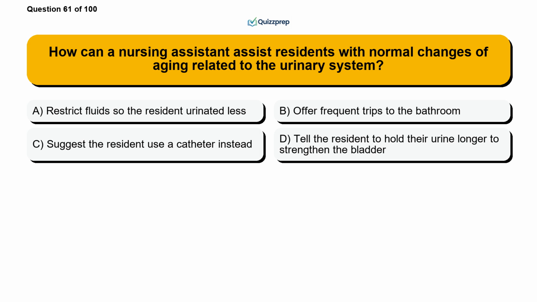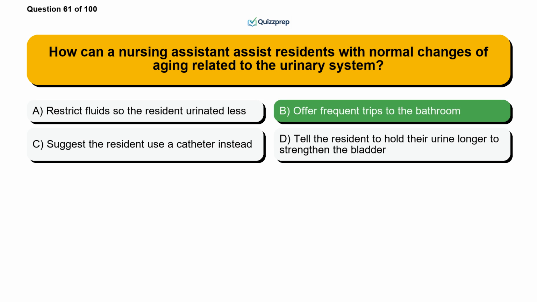Option A, restrict fluids so the resident urinated less. Option B, offer frequent trips to the bathroom. Option C, suggest the resident use a catheter instead. Option D, tell the resident to hold their urine longer to strengthen the bladder. The correct answer is option B, offer frequent trips to the bathroom.